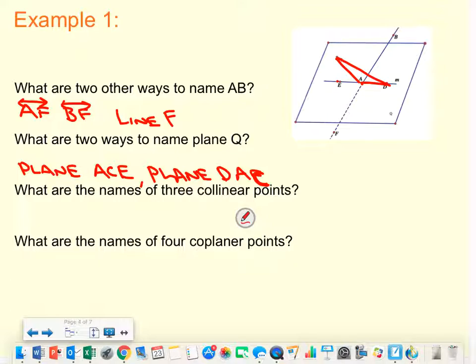All right. What are the names of 3 collinear points? Well, just any 3 points that are on the same line. EAD would be good. So EAD are 3 collinear points. And what are the names of 4 coplanar points? So these are points that have to be in the same plane. Well, let's see. 4 points that are in plane Q. E, A, D, and I guess I kind of wrote over it, but that's got to be C. Okay. So all 4 of those are in plane Q.